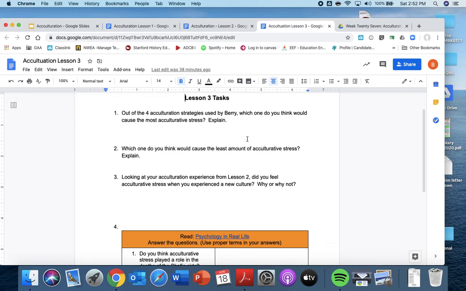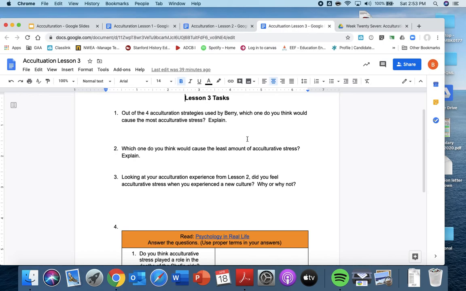So number 3 is looking at your acculturation experience from lesson 2. Did you feel acculturative stress when you experienced a new culture? Why or why not? This is why I told you, when we looked at the lesson 2 worksheet, to really think about how you were feeling when you were confronted with this new culture. Think about what it was like to move to a new place or to spend time in a new place. Did you feel acculturative stress? Why or why not? What did you feel? Did you feel some anxiety and depression? Or did things just move along great, without any problems?